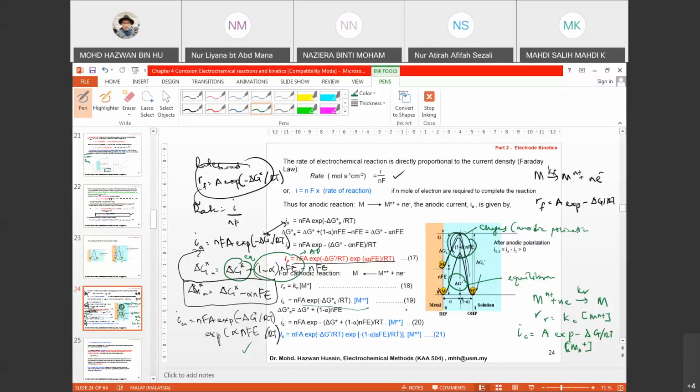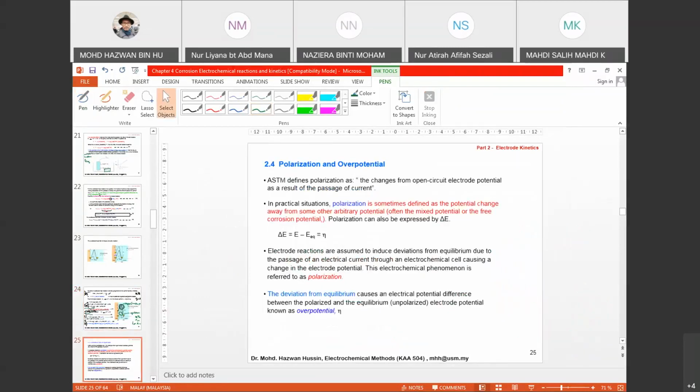Any questions so far? Anything you are not clear with in this derivation, anodic current density and also cathodic current density? Ada soalan? Anything? Clear so far, Doctor? All right.